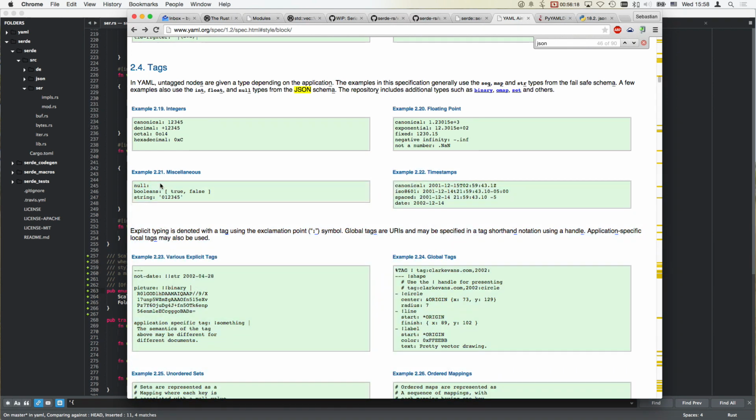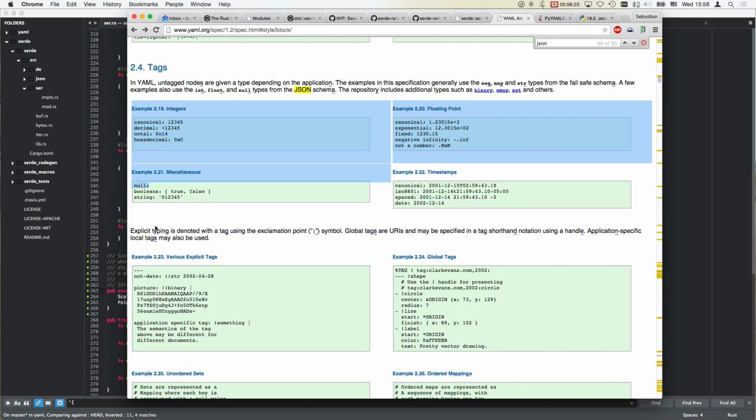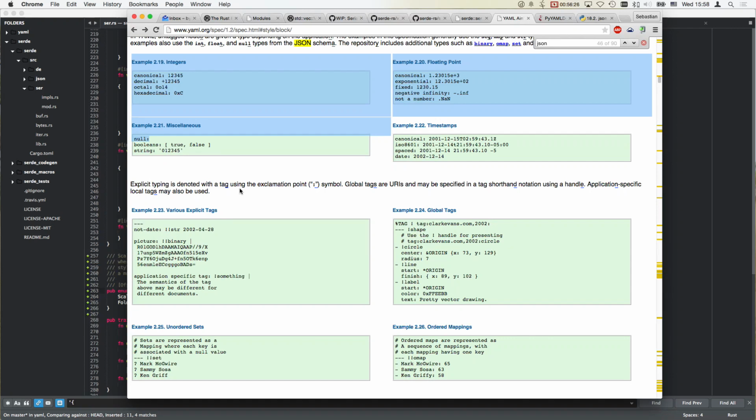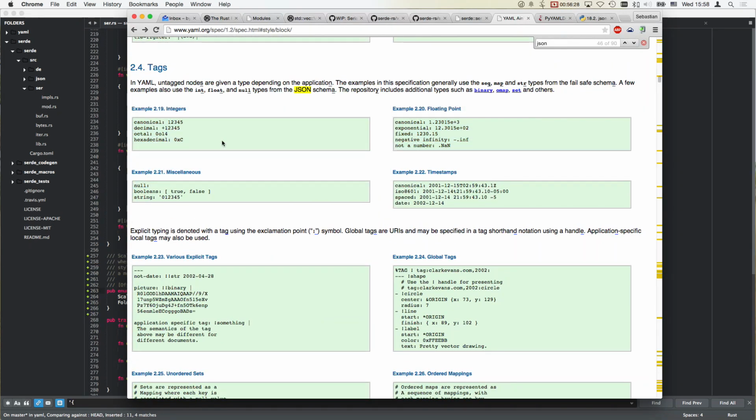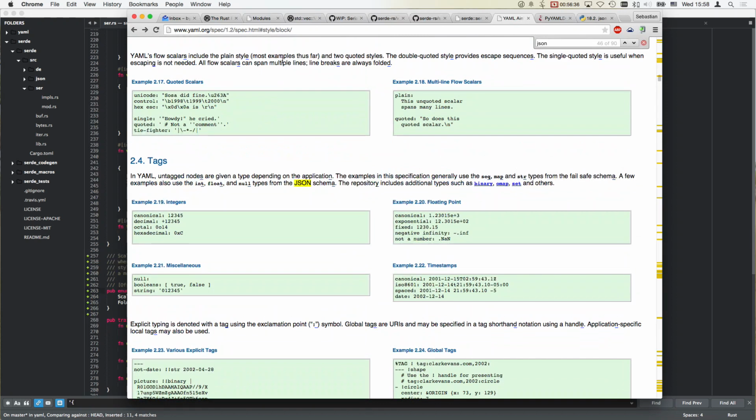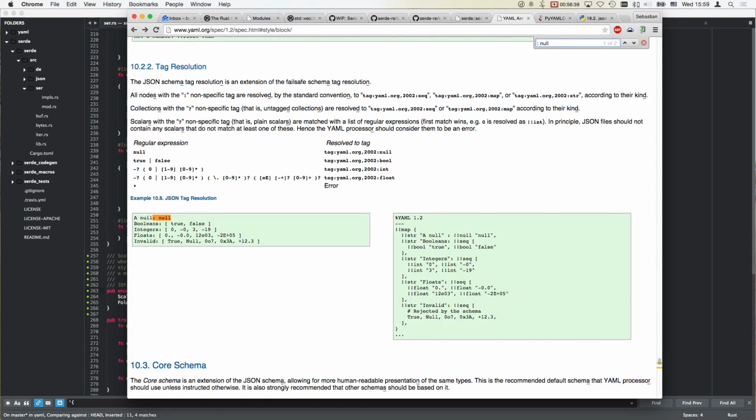So that's implicit null here. Explicit typing is denoted with a tag using the exclamation mark. Yeah. So the question is if YAML can also deal with the explicit null here. That can be quite prevalent in JSON documents. Let's see.